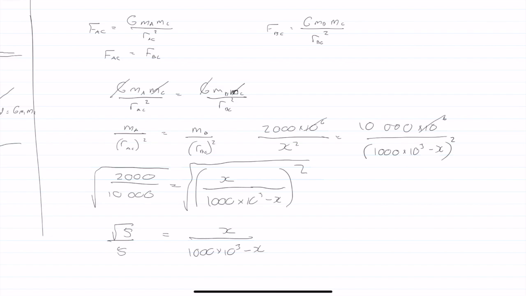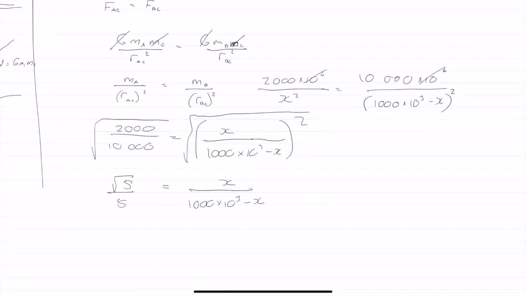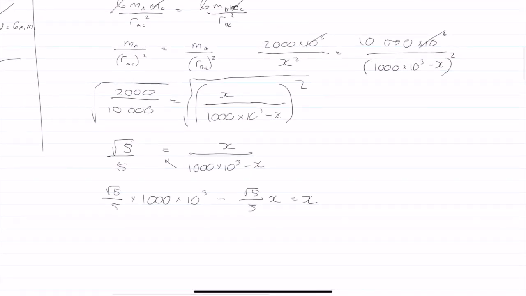Now I'm going to multiply this up, so I'm left with square root of 5 over 5 times 1000 times 10 to the 3 minus square root of 5 over 5 times x is equal to x. If I take the x's to the right hand side of the equation, I'm left with (5 plus the square root of 5) over 5 times x is equal to this whole number here.